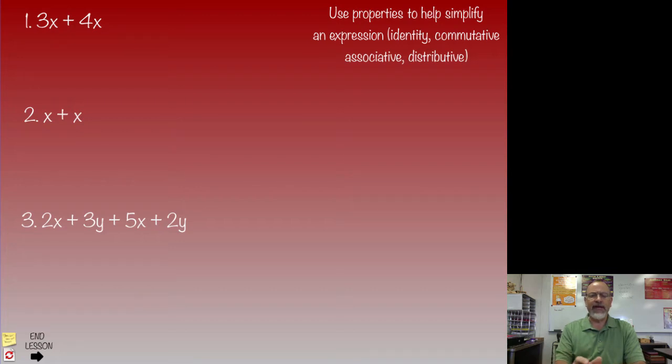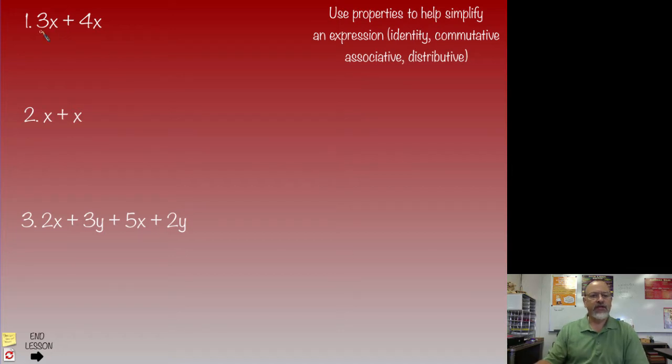As we get better at this, we'll be able to take shortcuts. In other words, we'll be able to add these like terms without actually writing out all the properties, but it's important that we understand the mathematics behind it, and why this stuff is working. But for right now, we want to write out the steps so we can begin to understand how all these properties are working together in order for us to add these like terms.